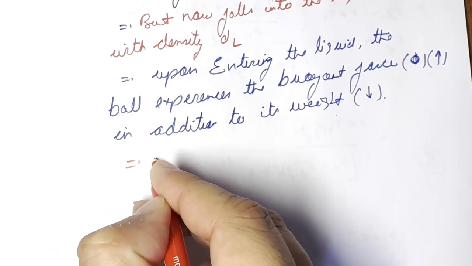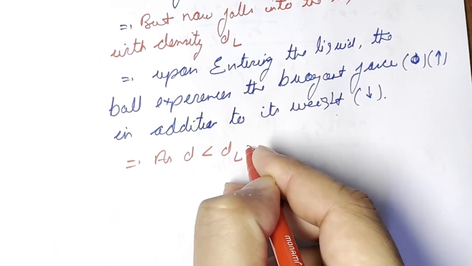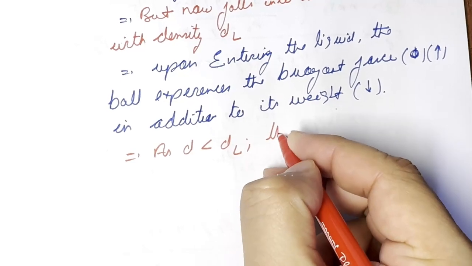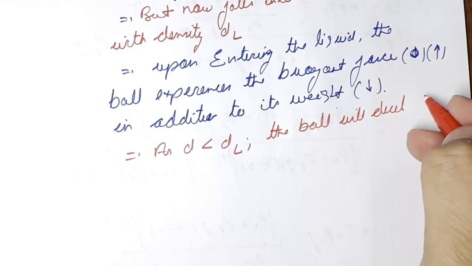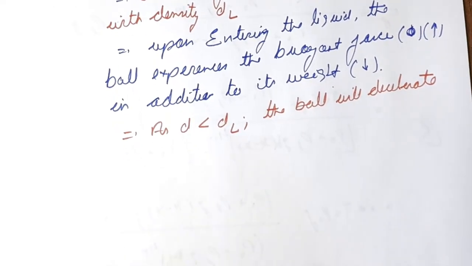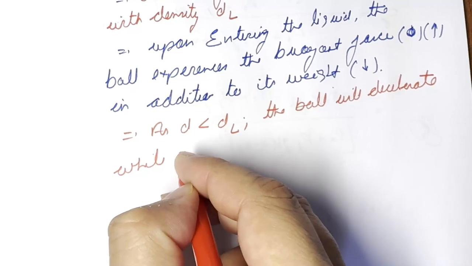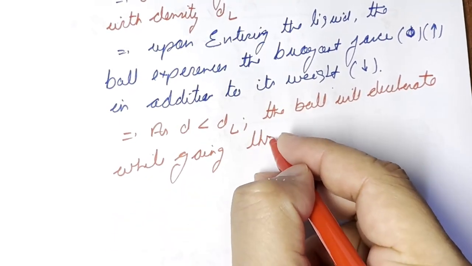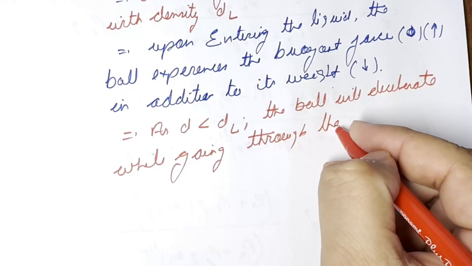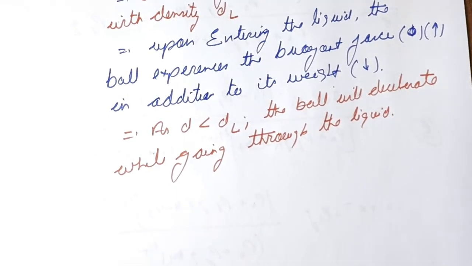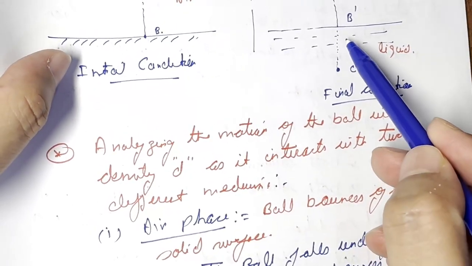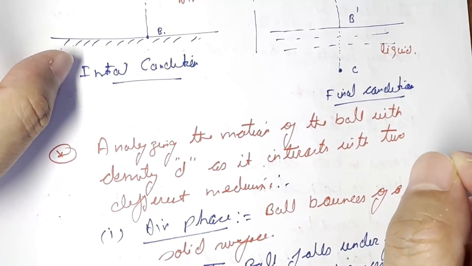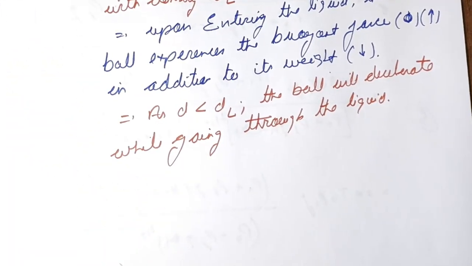It is given that the density of the ball is less than the density of the liquid, so the ball will decelerate while going through the liquid, and ultimately it is going to come to rest, which we said will be the point C. So it is going to decelerate, and at this point C, it will come momentarily to rest.